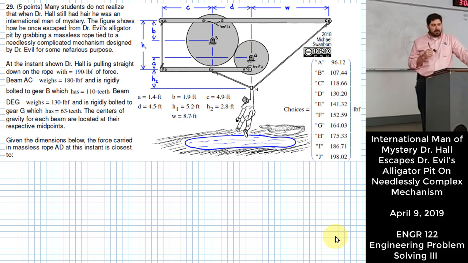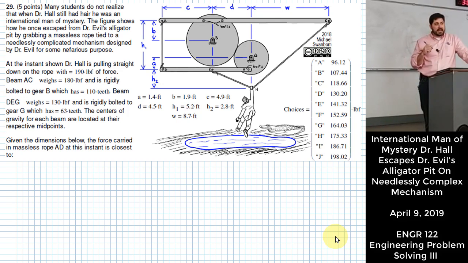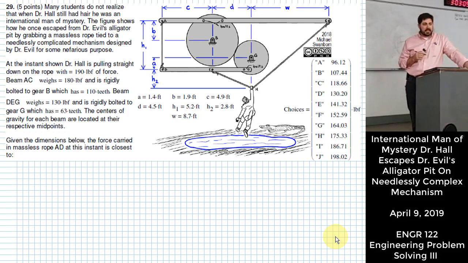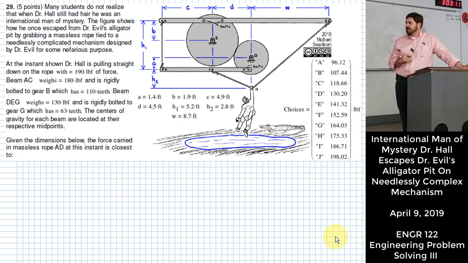And as you guys are probably familiar, Dr. Evil does have needlessly complicated mechanisms to do all kinds of different things. And so Dr. Hall grabbed a hold of a massless rope that was connected to that mechanism. For those of you who want to know where to get massless rope, you get it at the same place where you get frictionless bearings. So I think he got both of those at the Ideal Physics store.